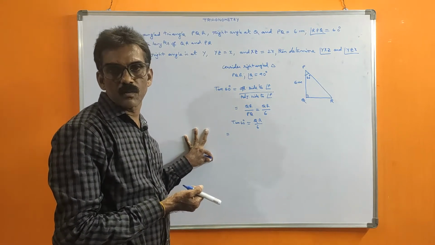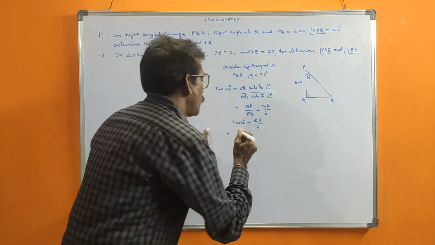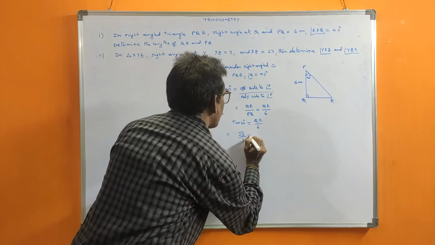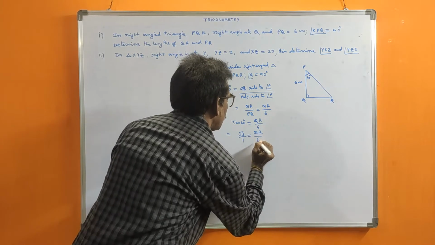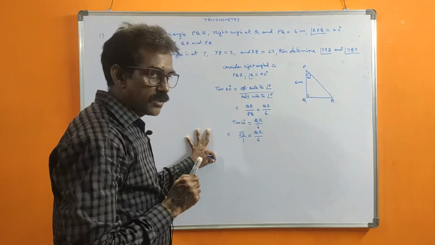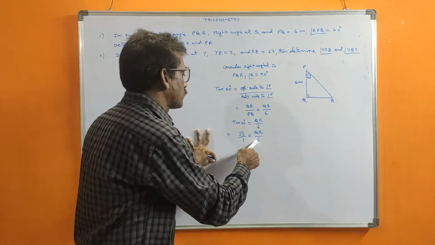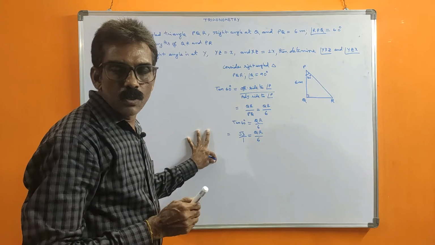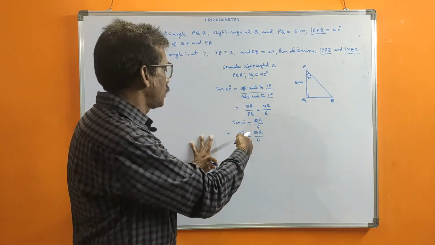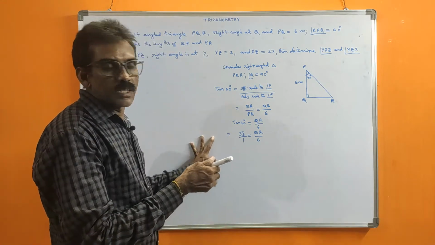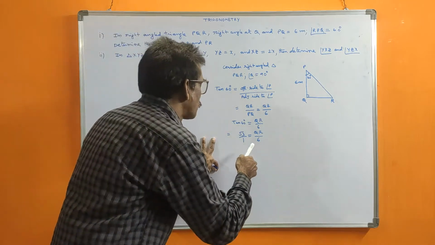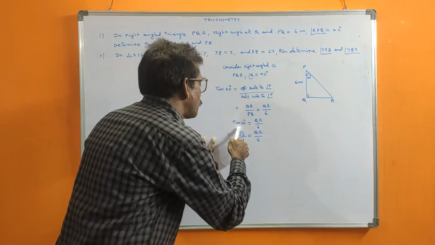Now we know the tan 60 value from the tables. Already you have memorized it also. Tan 60 value is root 3. So, instead of tan 60, root 3. Root 3 we can write as root 3 by 1, equal to QR by 6. Now, if two fractions are equal, then their cross products are also equal. That is the rule. You already know it from 9th class, 8th class, so many problems you solved.